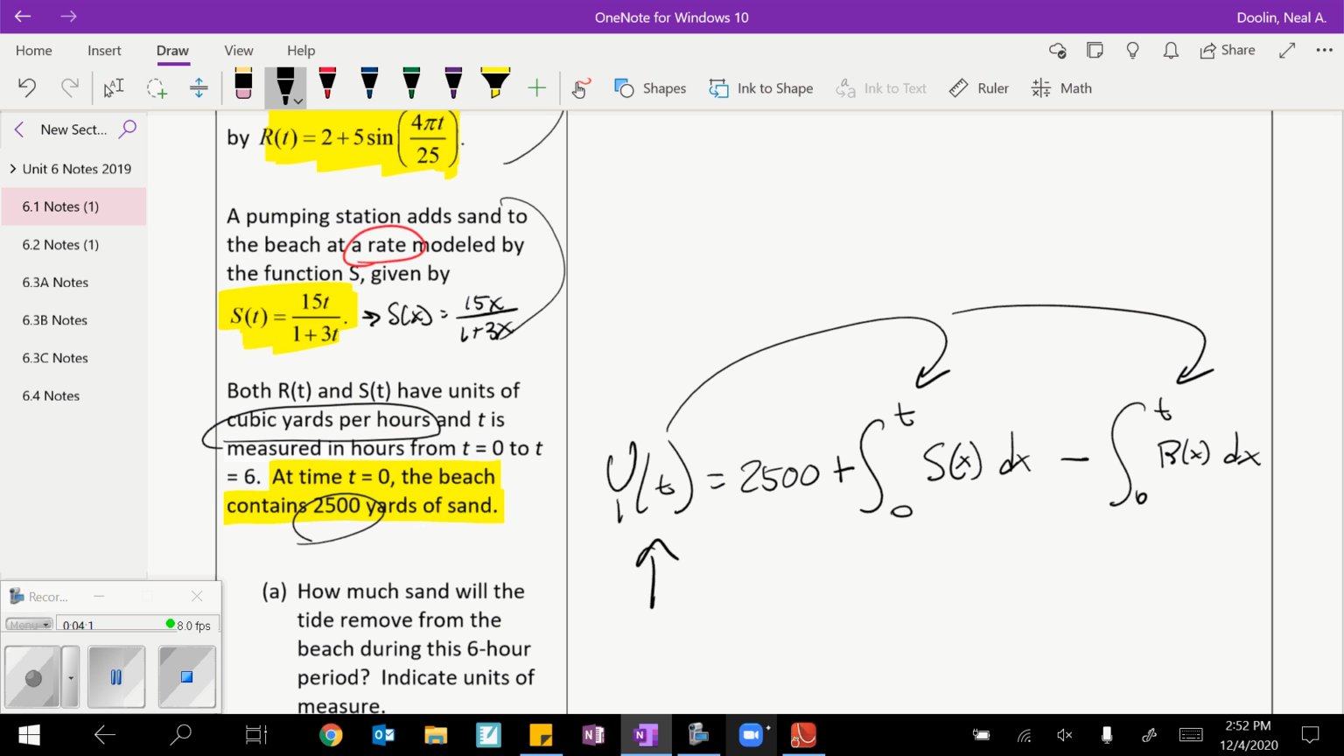So again, this was our initial amount. This is how much gets added. This would be the accumulation of the change of the amount that gets added. And then this would be the accumulation of the amount that gets removed. That's why we're subtracting it. Let's look at the next page.